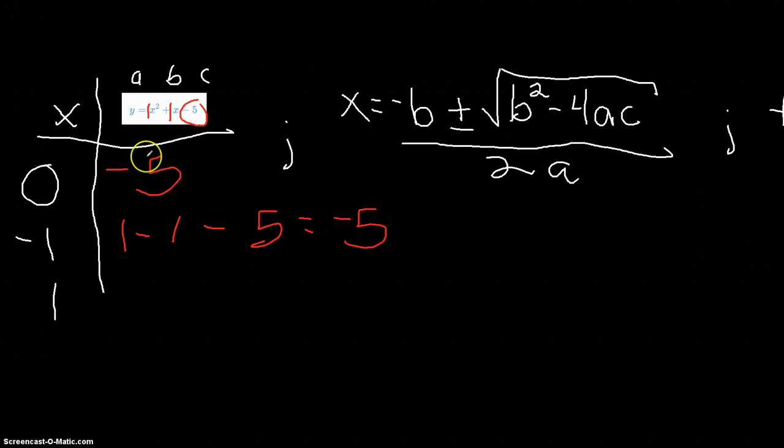And then for the 1 value, you would have 1 squared is 1, plus 1, and then minus 5. So we'd have 1 plus 1 is 2, minus 5 is negative 4. Did I do it right? Oh, 1 plus 1 is 2, minus 5 is negative 3.